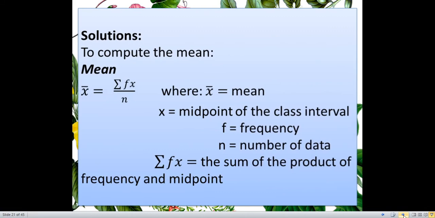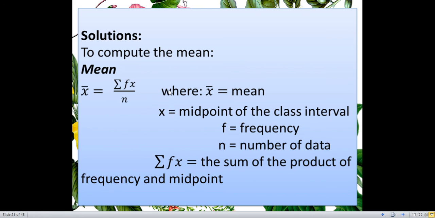So we're going to compute the mean first. We now have a new formula. Since this is grouped data, it has another formula for the mean, the mode, and the median. So we have mean equals summation of fx all over n.